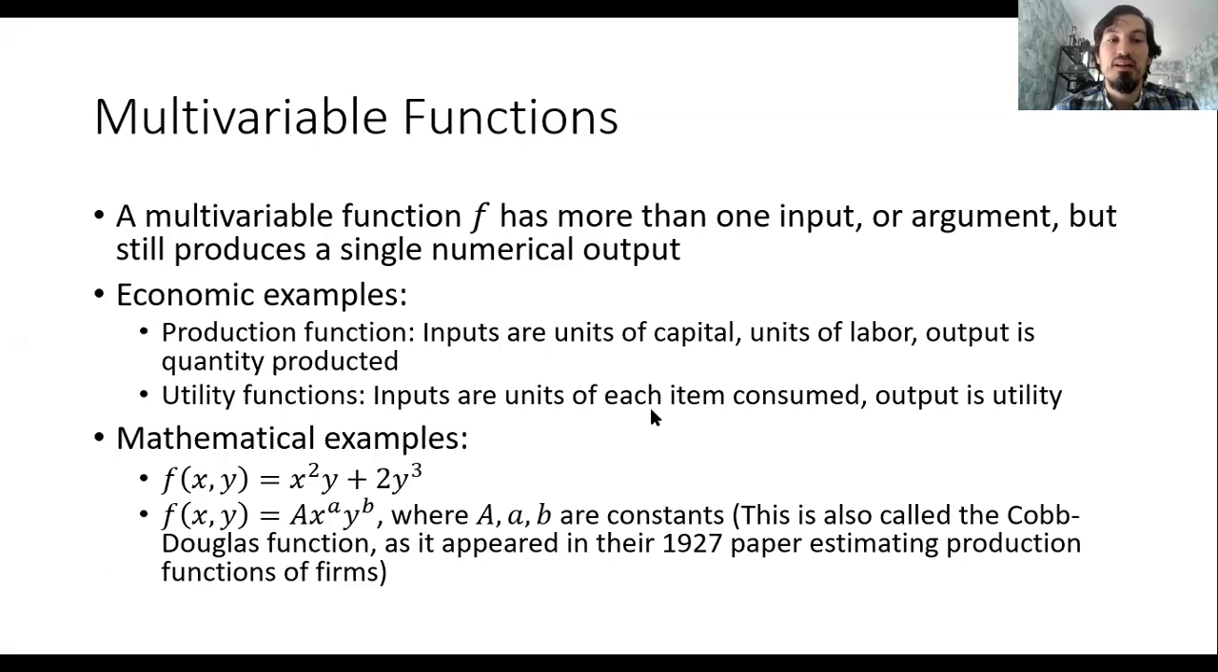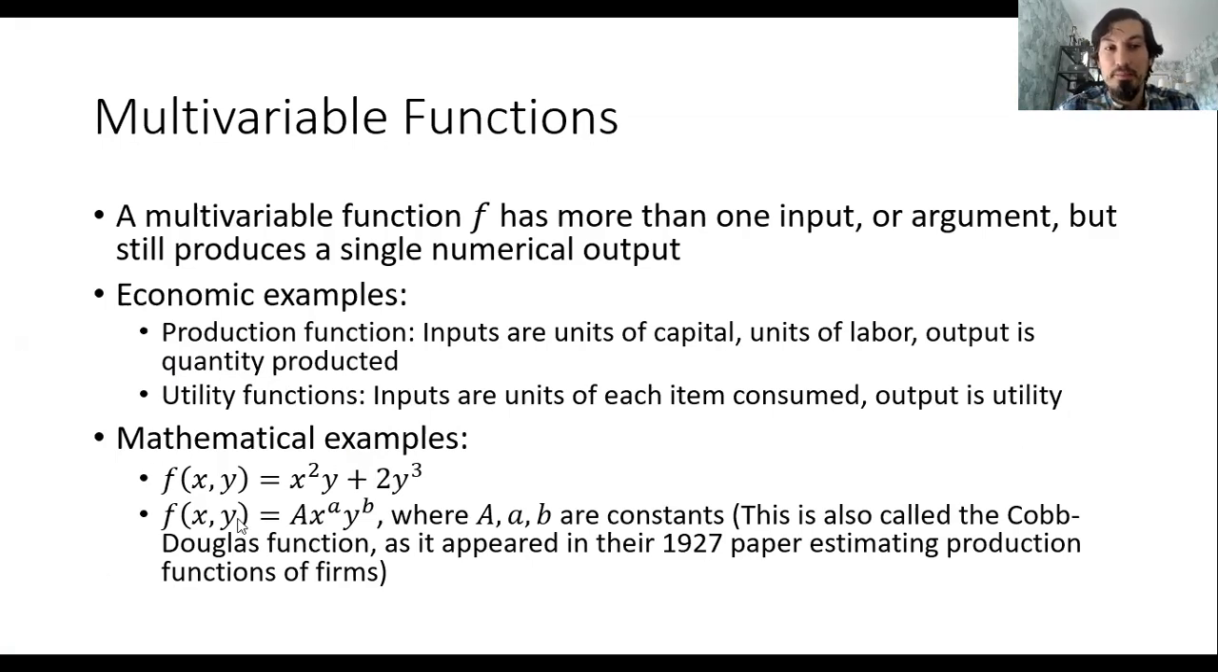Utility functions, not going to draw a picture of it, but that's the same idea where you can have multiple inputs. You have different types of consumption, but you only have one output, which is utility. You get what I mean by input and output? I'm talking about the function. The input into the function is how many units of each item you consume. And the output of the function is how much utility you receive from it.